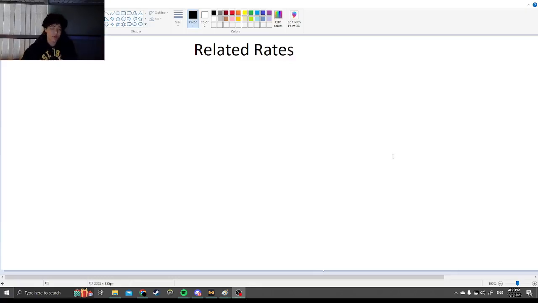So the next thing we're going to cover is related rates, and this is low-key, I think, the hardest part of the unit, so y'all going to have to lock in and pay attention. Before we start, I'm just going to remind y'all that implicit differentiation exists, and what it is.